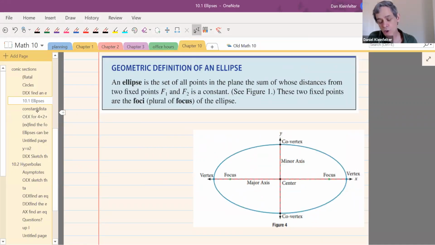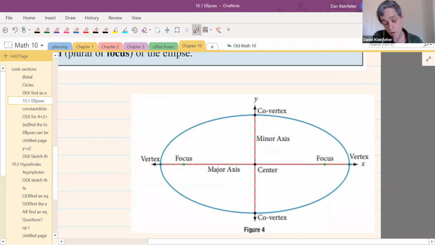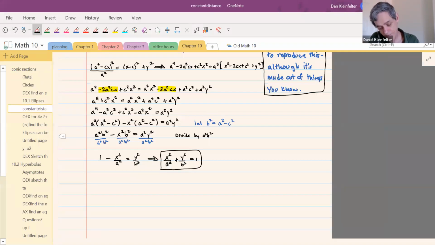It turns out there's two equations for an ellipse depending on whether it's wider than it is tall, like the picture you see here, or instead is taller than it is wide, like that. Okay, so on to the equation next.